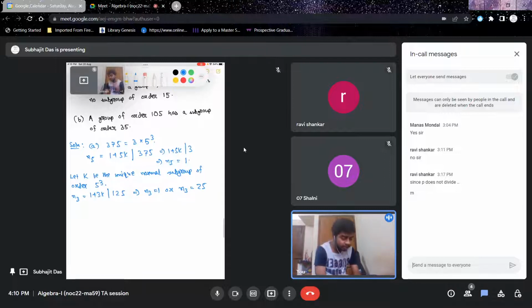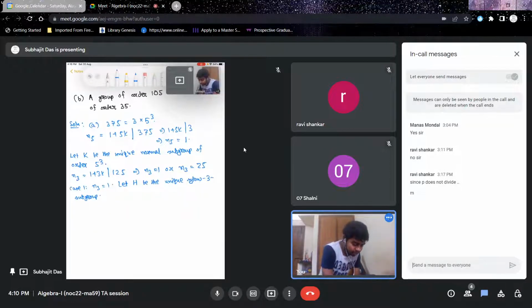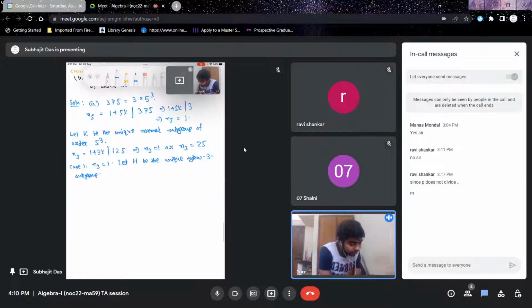So what happens if n3 is equal to 1? We consider two different cases, right? Case 1, n3 equal to 1. Let H be the unique Sylow 3 subgroup, which therefore has order 3, right? So in that case, I want to find a subgroup of order 15, right? So I have a group of order 3 and both are normal, right?